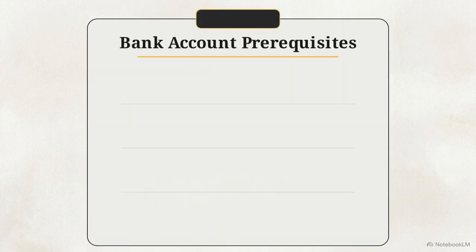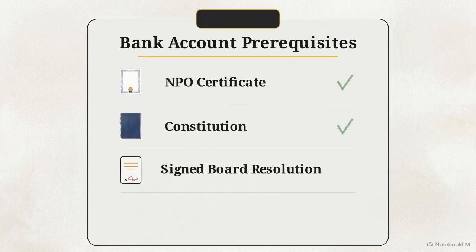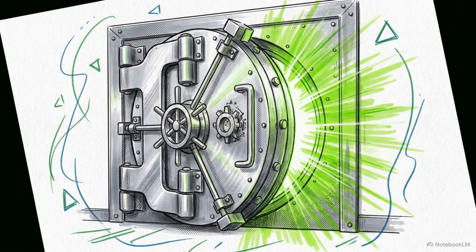With your budget drafted, you can open a dedicated NPO bank account. Major South African banks require these 4 items: your NPO certificate, constitution, a signed board resolution, and FICA documents for all signatories. Once your banking is active, you must address your tax status.